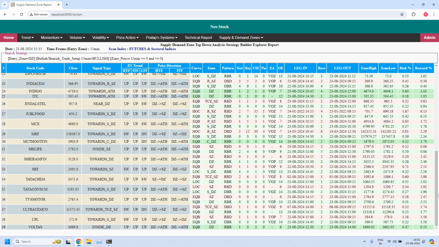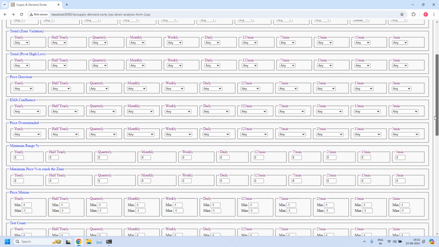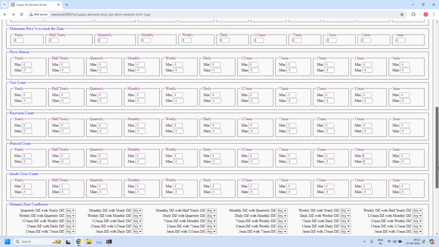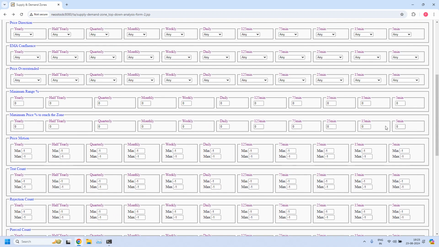Out of these 39, how many are having ITF confluence? What is ITF time frame? The ITF time frame is 75 minutes. So 15 minutes and 75 minutes zone confluence. So I am going back. Now I am looking for demand zone confluence. The 15 minutes demand zone and 75 minutes demand zone confluence enabled. Let's verify.